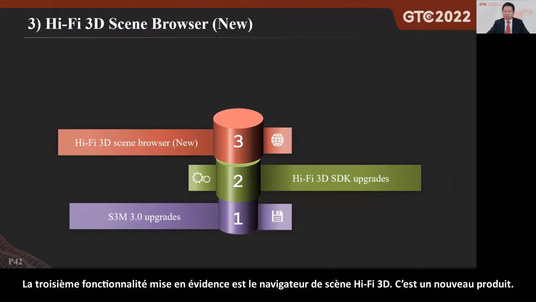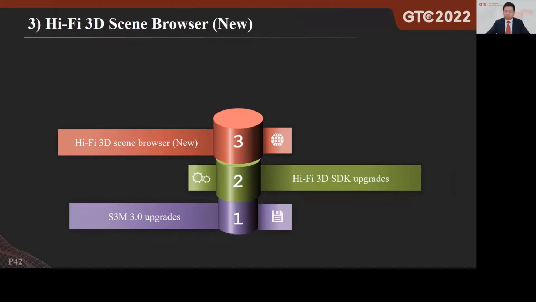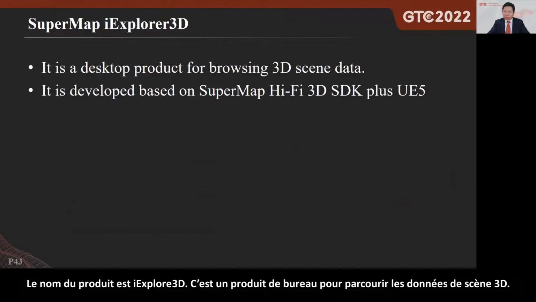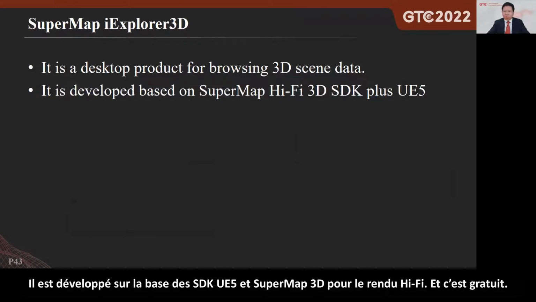The third highlighted feature is the Hi-Fi 3D Scene Browser. It is a new product. The product name is iExplorer 3D. It is a desktop product for browsing 3D scene data. It is developed based on UE5 plus SuperMap Hi-Fi 3D SDK, and it is for free.